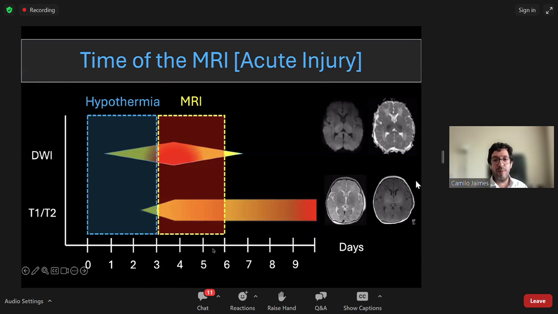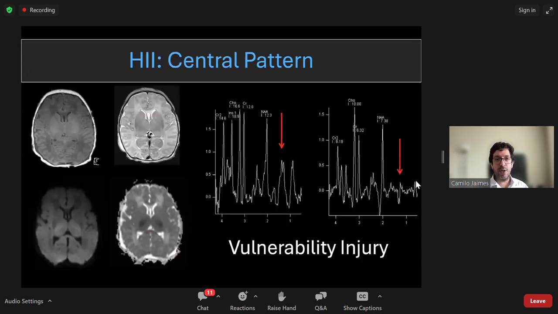And with that, we use the information to get a survey of what the landscape is of brain injury at the time of the MRI. But as I mentioned, the injury is going to continue to evolve. So let's talk a little bit about that HIE central pattern. This is the one that we call vulnerability injury, and it's the one where frequently there is a severe event, but it is short-lived. So the injuries are concentrated and clustered in those areas that have higher metabolic demands.